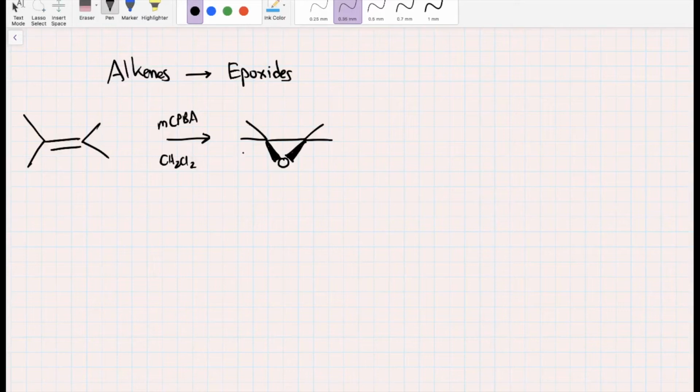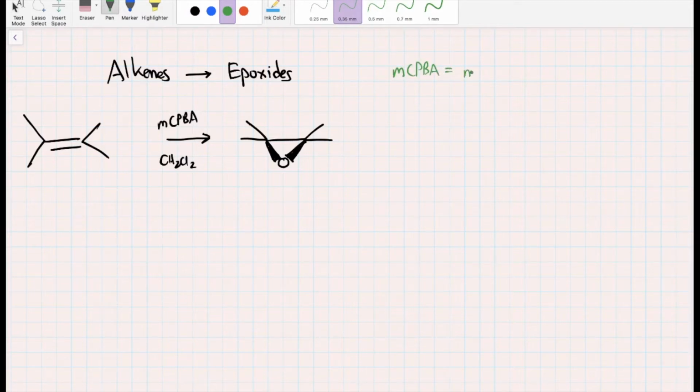Hey guys, so in this video we're going to go over how to make epoxides from alkenes. Okay, so this is a very common method using a very common compound as a reagent. We're going to be using this thing called mCPBA. So mCPBA is obviously an acronym.